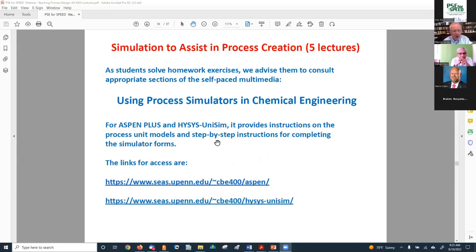All right, here we go. Now, how do we teach them simulation, to use the process simulators? Well, we teach them with the multimedia. Danny pointed that out. And what I'd like to do now is to show you how we do that.